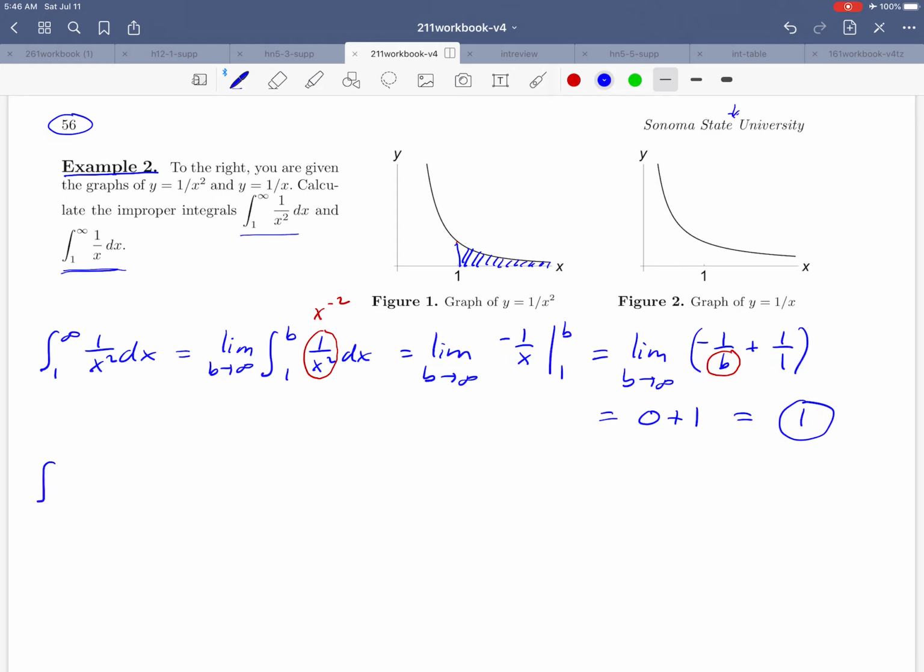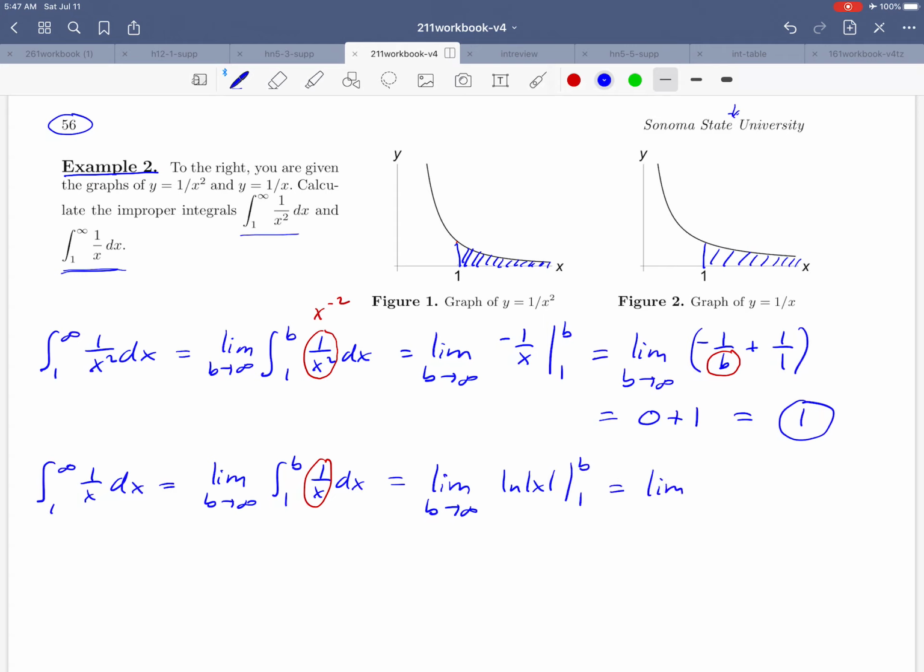They'd also like us to calculate the integral from 1 to infinity of 1 over x dx. Similarly, that would be the area under the 1 over x curve from 1 all the way to infinity. And we'll do the calculation in the same way by taking the limit as b goes to infinity of the integral from 1 to b of 1 over x dx. So this time we need an antiderivative for the function 1 over x, which is the natural log of the absolute value of x, evaluated between b and 1.